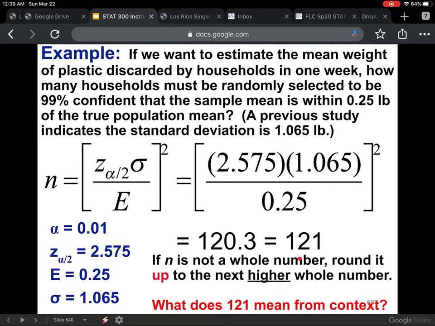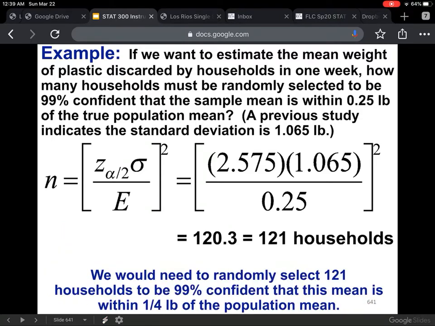So what does 121 mean in context? It means that if we want to be 99% confident that the sample mean is within a quarter pound of the true population mean, then we should survey 121 people. 121 people should be surveyed. We would need to randomly select 121 households to be 99% confident that the mean is within a quarter pound of the population mean.